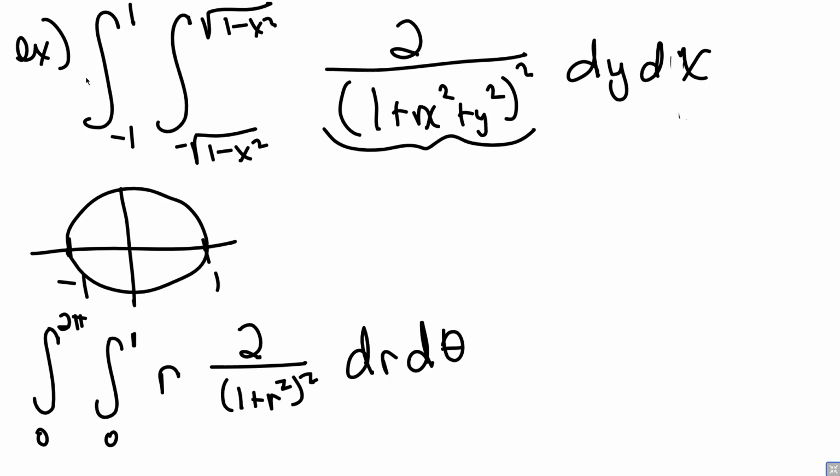Yes, it is going to be a u sub. So u is going to be what? One plus r squared. So that makes du equal to 2r dr. Well, we've got the 2r dr, so it's pretty much ready to go. So we're taking the antiderivative of u to the -2. If we take the antiderivative of u to the -2, it's going to be -1 over u.